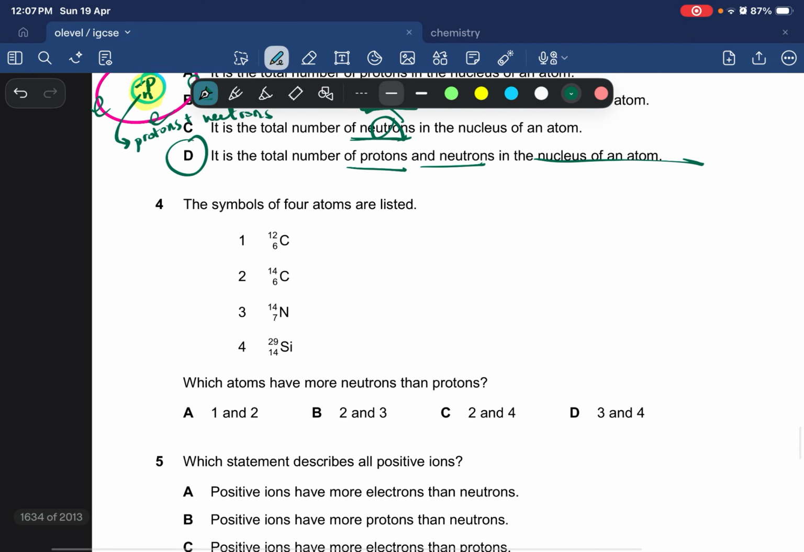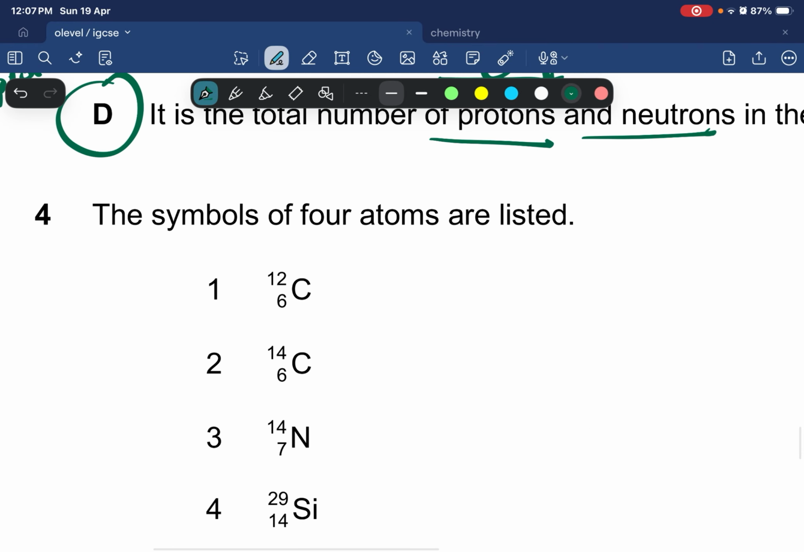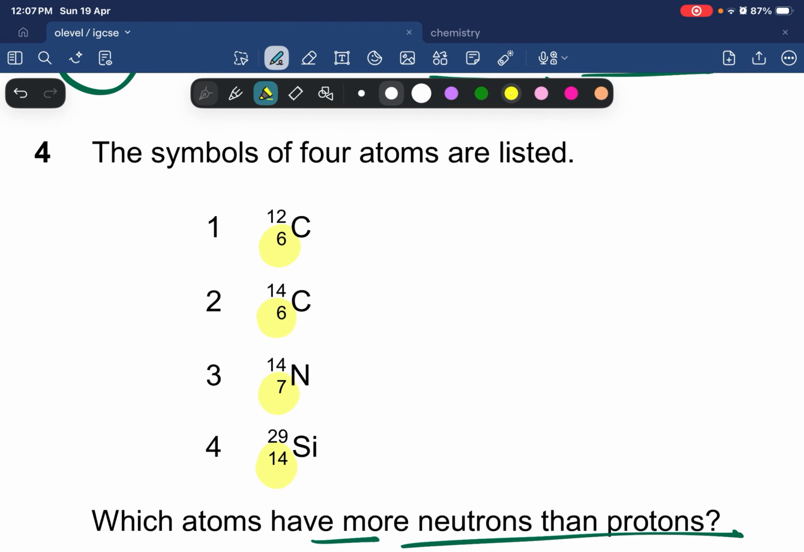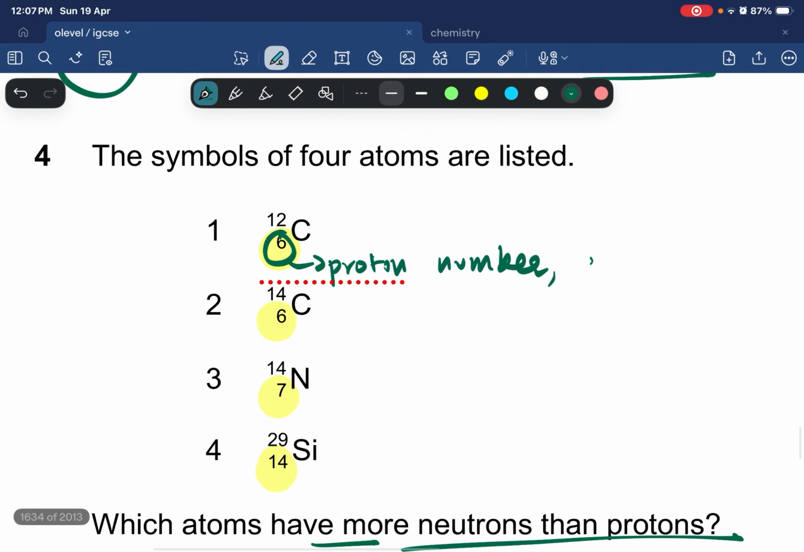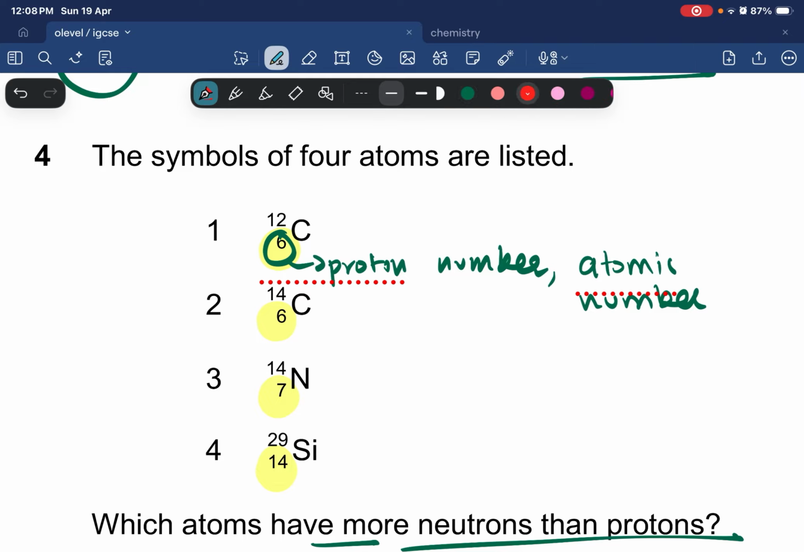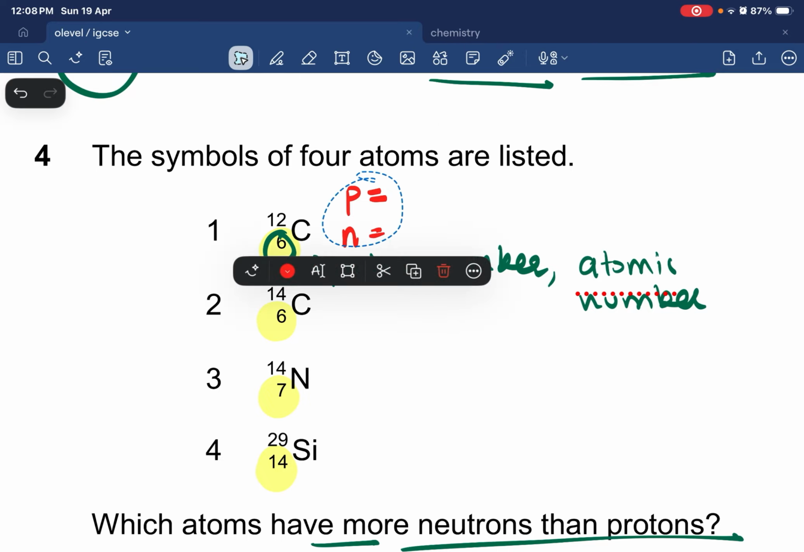Okay, the symbols of 4 atoms are listed. Which atoms have more neutrons than protons? Okay, so we're going to calculate the protons and neutrons of every atom. First, you need to realize this number that's written below is the number of protons. This is called the proton number, or you can also call it the atomic number. Okay, so let's just make a table, protons and neutrons for every atom.